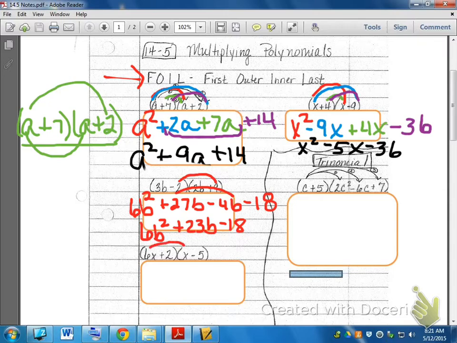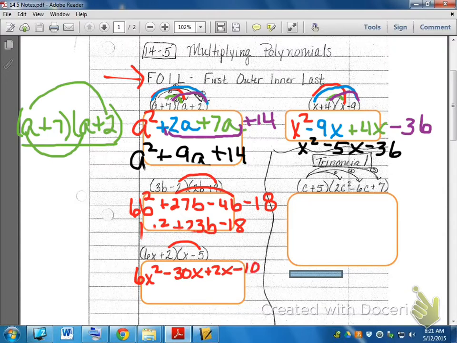First, 6x times x. How much is that? 6x squared. Outer. So 6x times negative 5. Negative 30x. Inner. 2 times x. 2x. And last, the last one in each set, so 2 times negative 5.